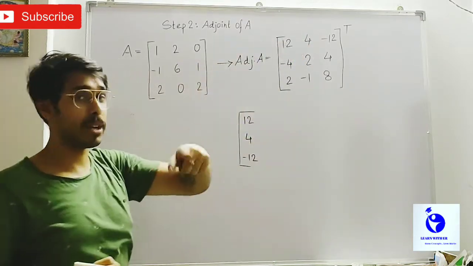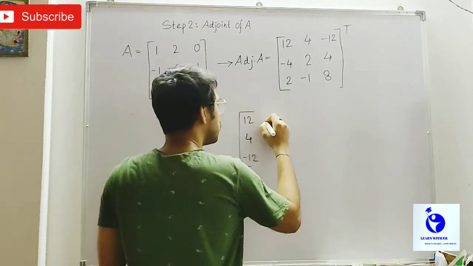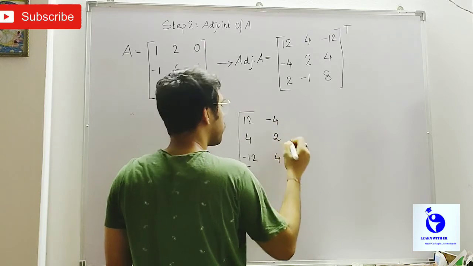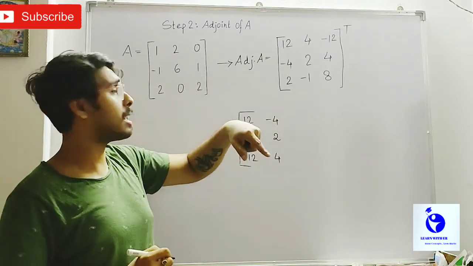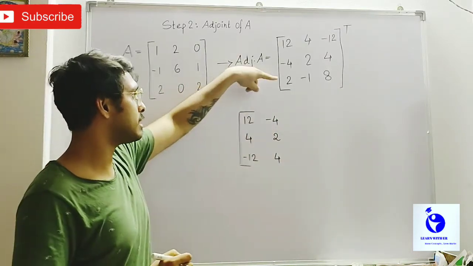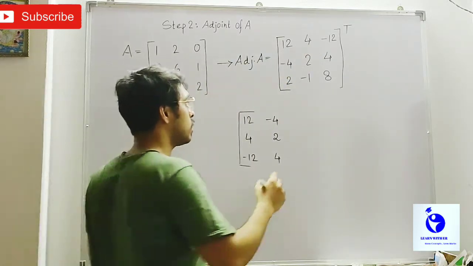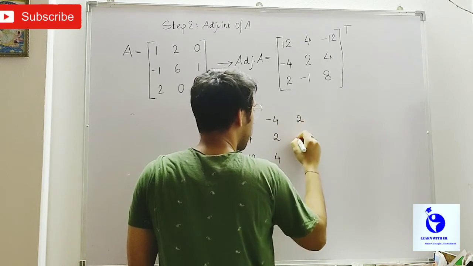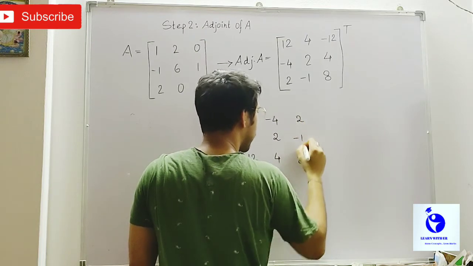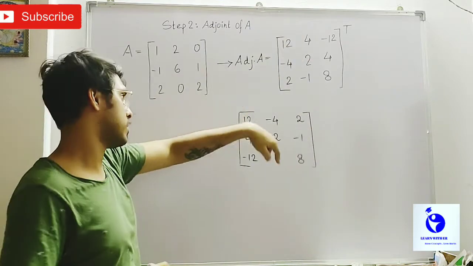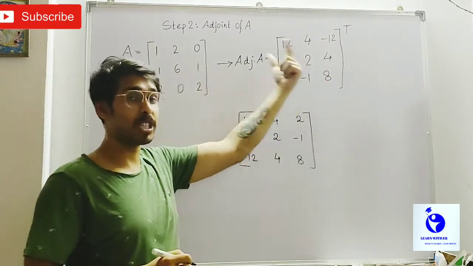That was the second row. Now it becomes the second column. So minus 4, 2, 4. And the third row becomes the third column. Third row is 2, minus 1, 8. Now it becomes the third column. So 2, minus 1, 8. So this is known as the transpose of the matrix. So this matrix has been transposed.